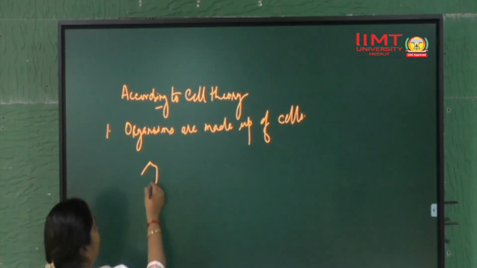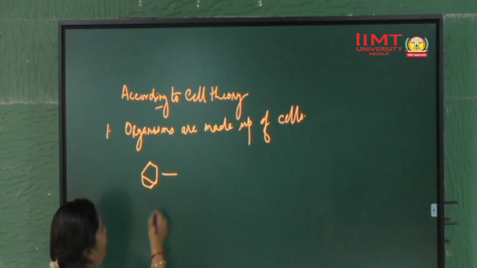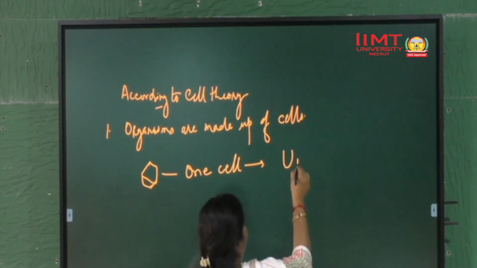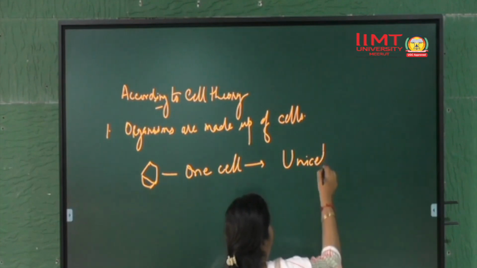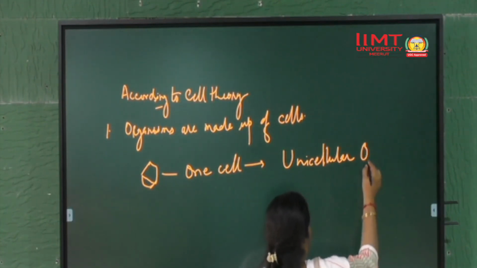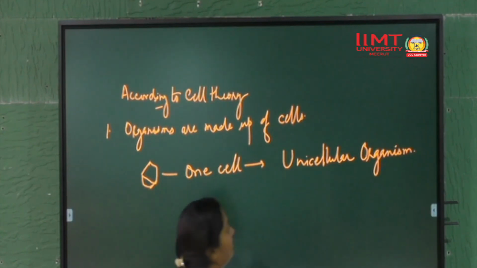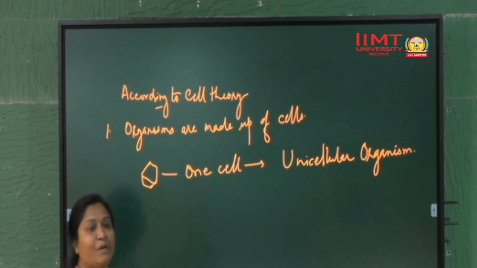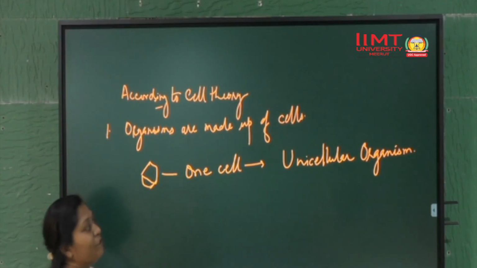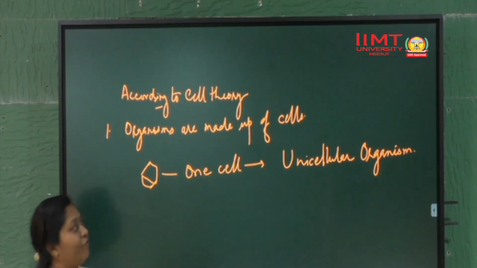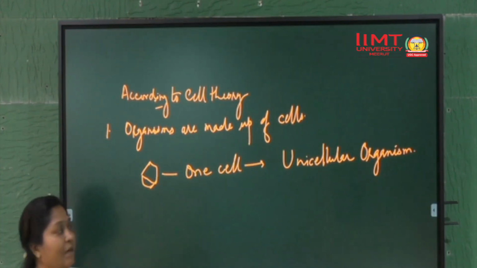If the organism is made up of a single cell, one cell, then it will be known as a unicellular organism, and the cell will be termed as unicell. There are many examples of unicellular organisms like amoeba, paramecium. Some fungi are also examples of unicellular organisms, many algae. These all are the unicellular organisms.